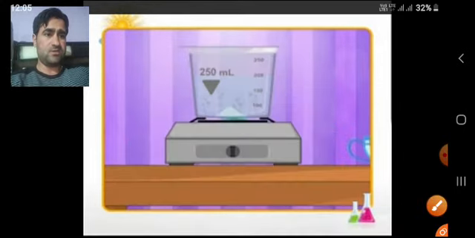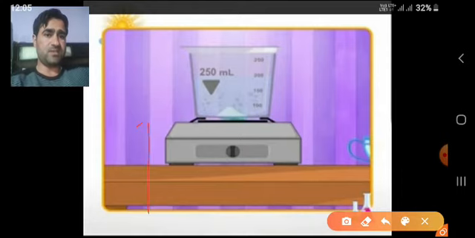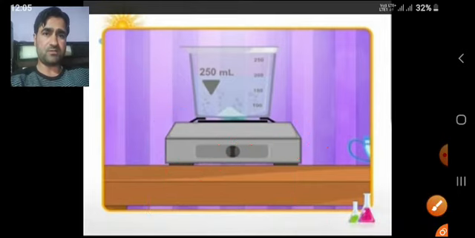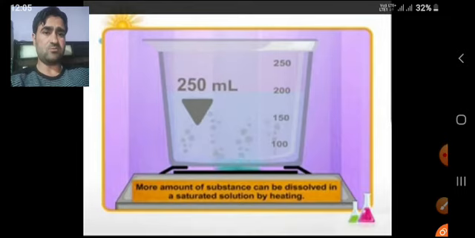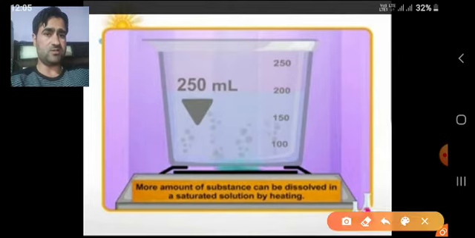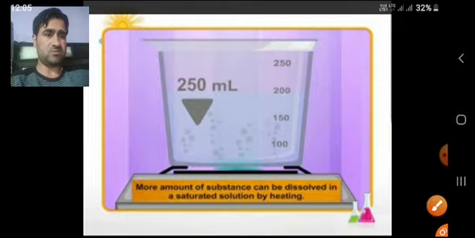Yes, the answer to this question is yes. By increasing the temperature or by giving heat, we can dissolve the solute particles which are at the bottom of the beaker, or which are undissolved. So more substance can be dissolved in a saturated solution by heating or by increasing the temperature of the solution.